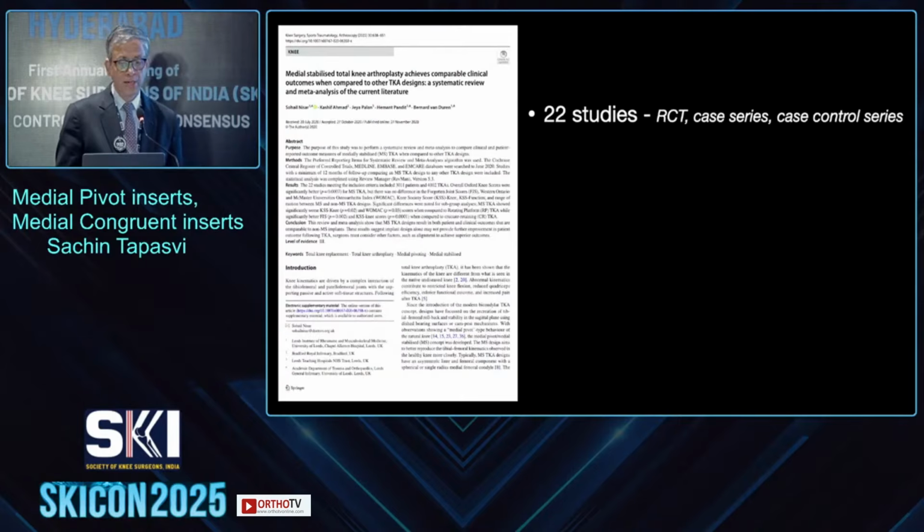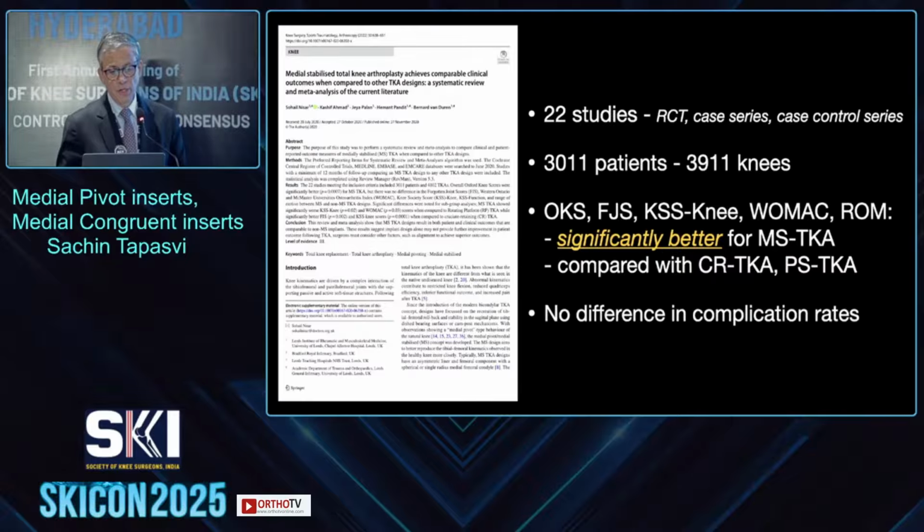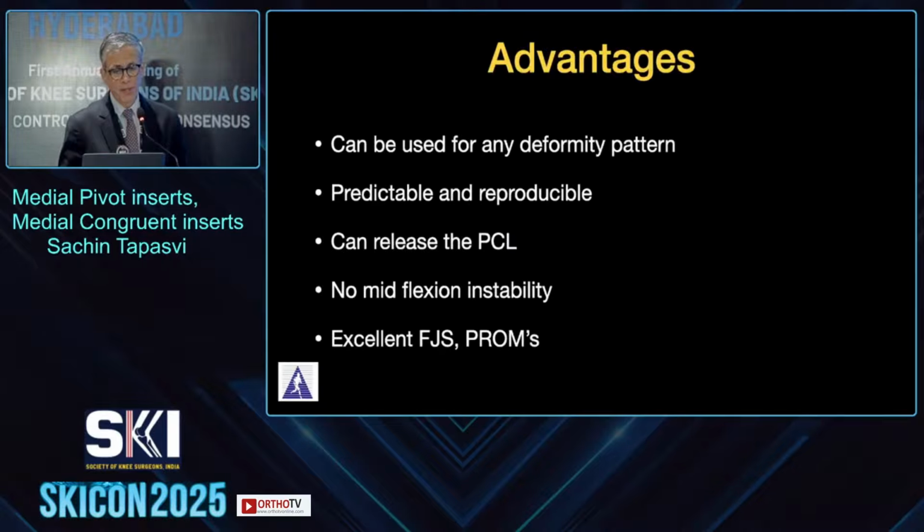the medial pivot side. And if you look at all the data, which is a systematic review and meta-analysis of all the published data which compared the medial pivot design or the medial stabilized design to another CR or a PS, you will find that in over 4,000 knees, the medial pivot had better PROMs with better forgotten joint scores with no difference in complication rates.